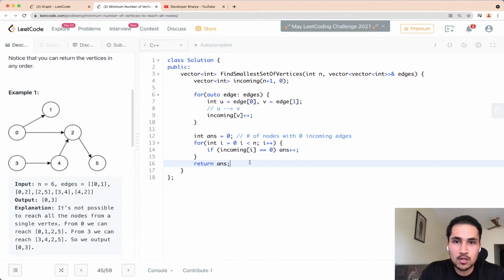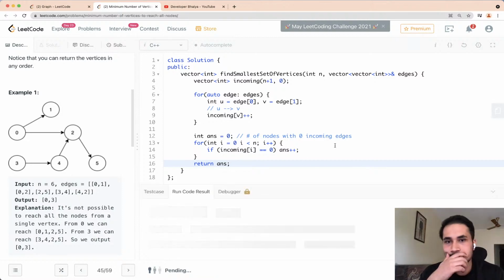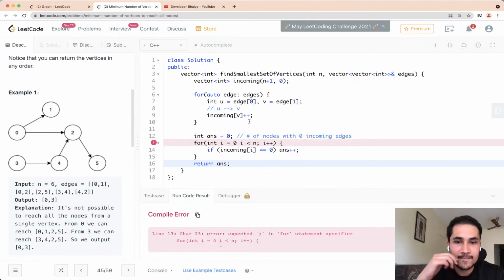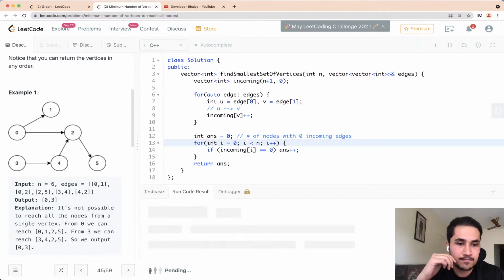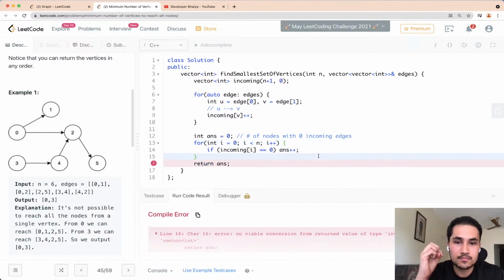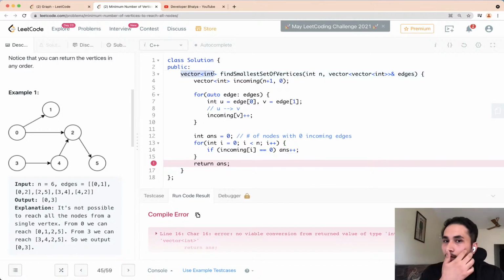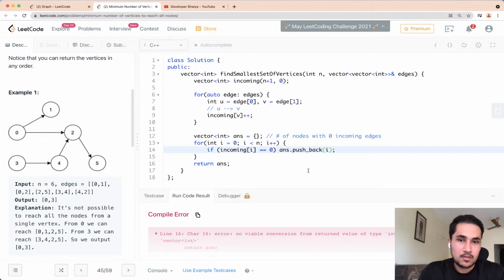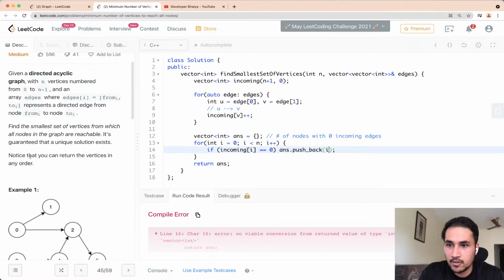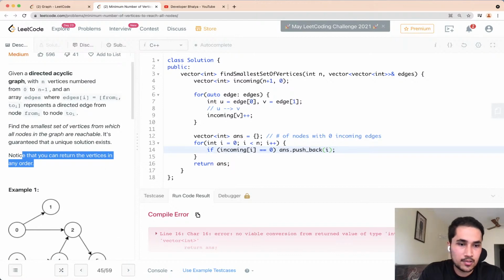So this looks like it's going to work. Let's try to run the code. So this was not a medium problem, I feel. I have a problem here. So what do we have? Okay, so we have to return the vector. Okay. All right. And what we can do is basically, do we have to return this in ascending order? Okay, so we can return the vertices in any order. So this looks good.